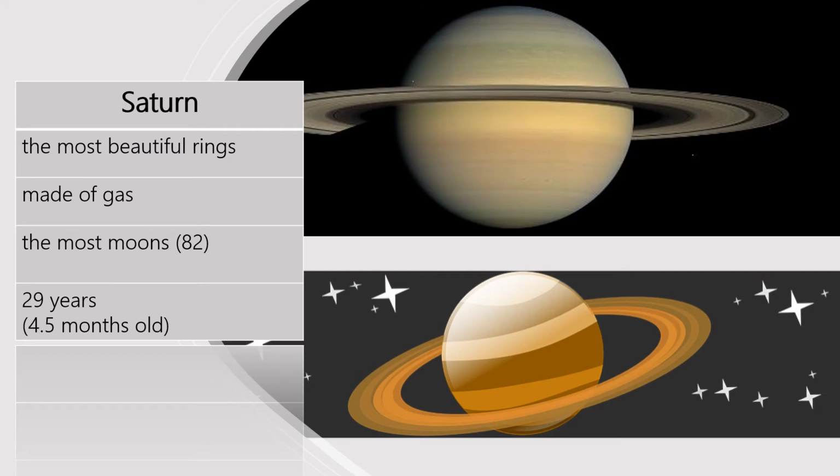It's very easy to recognize Saturn because of these beautiful rings. But if you come closer, you will see that those beautiful rings are actually millions of pieces of rock and ice that are spinning around the planet. This planet is made of gas, and it has the most moons of all, 82 of them. And if you lived on Saturn, you would be 4.5 months old.